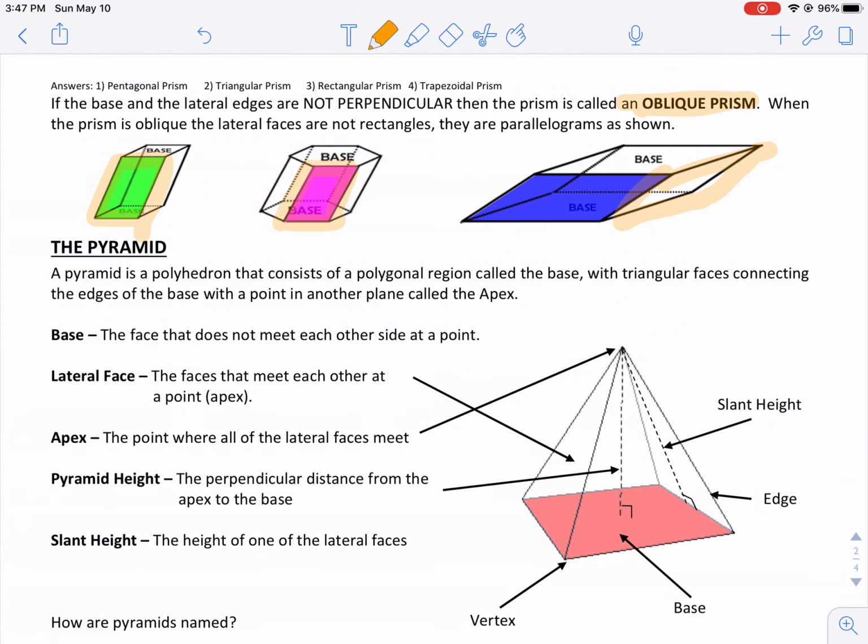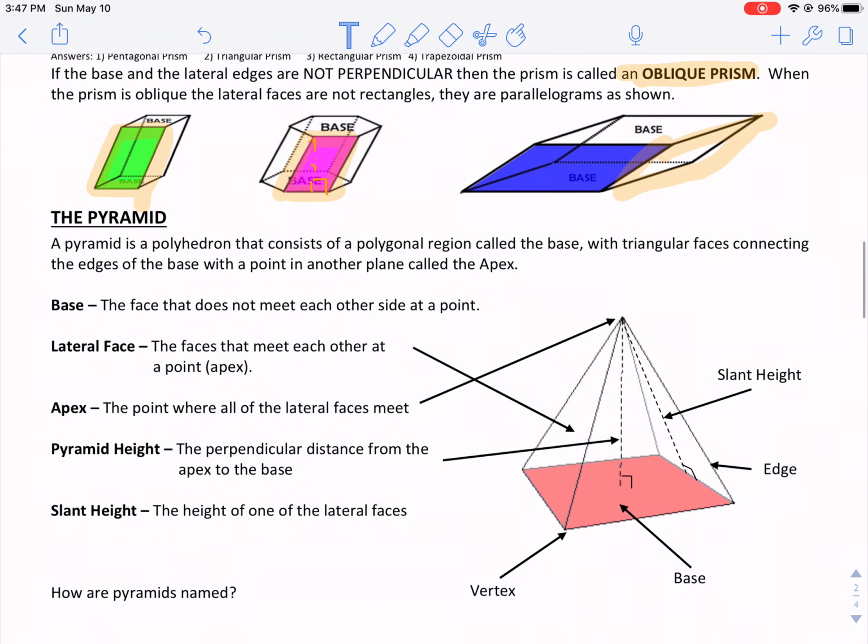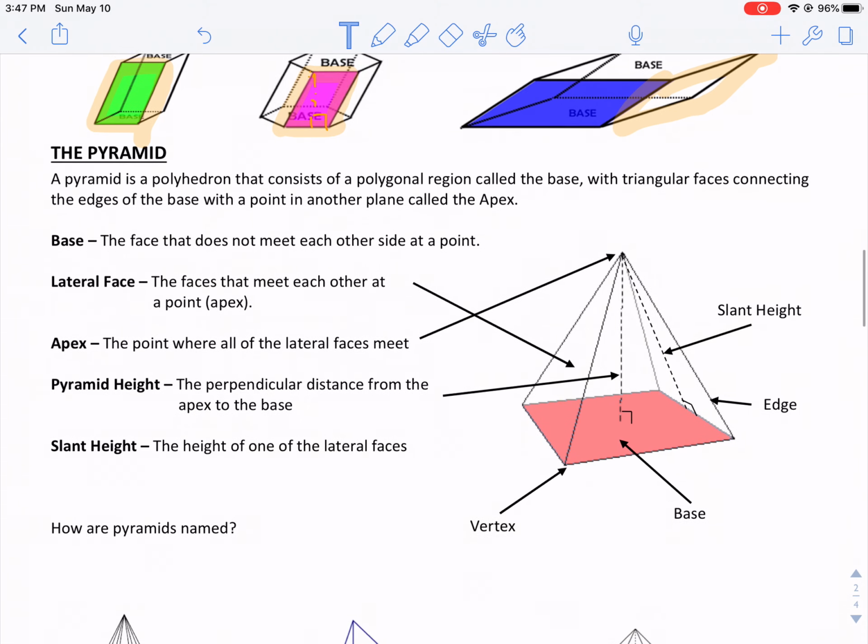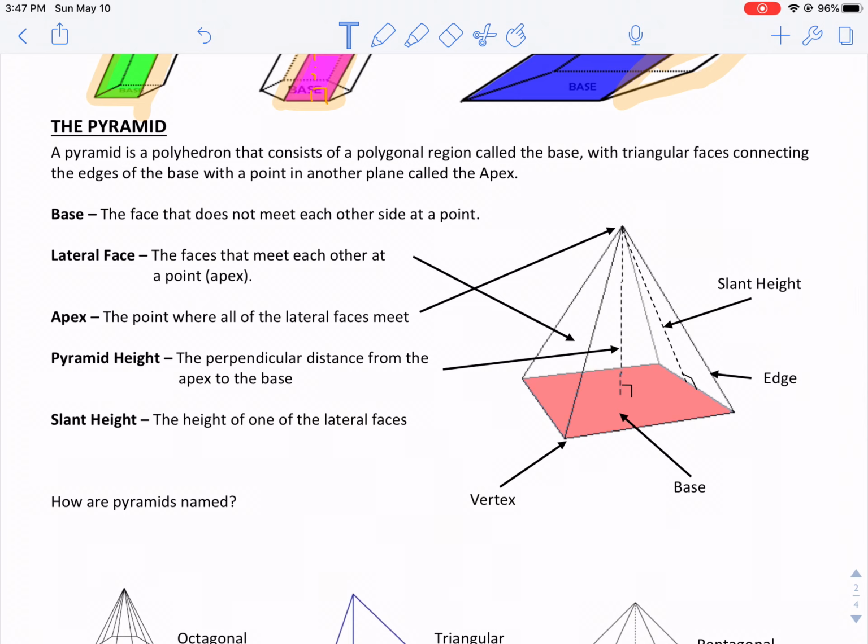What that means, and the reason why we would describe that, is that the height then would be this distance right here. All right, because it has to be perpendicular. All right, the next type of shape, that's it for prisms. The next one we have is pyramids.